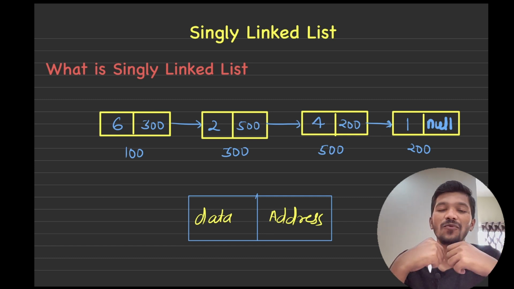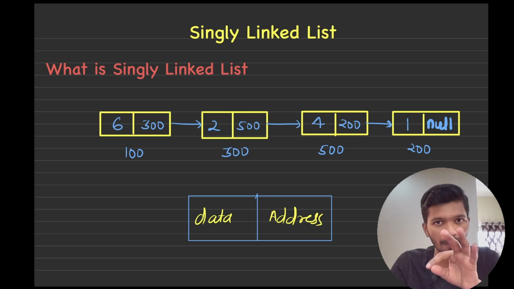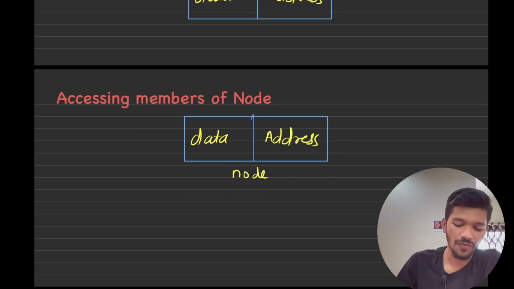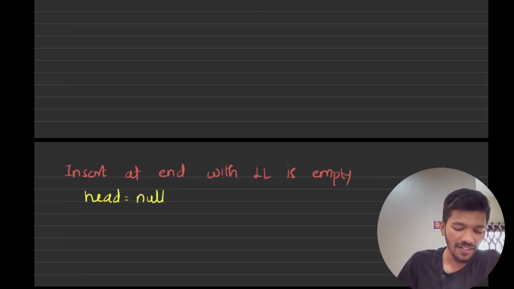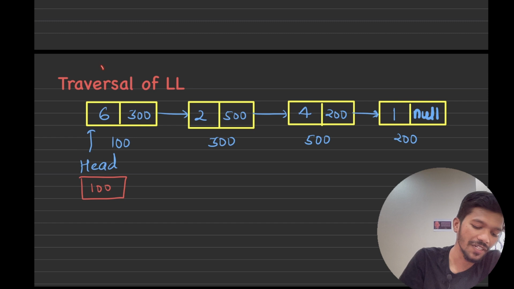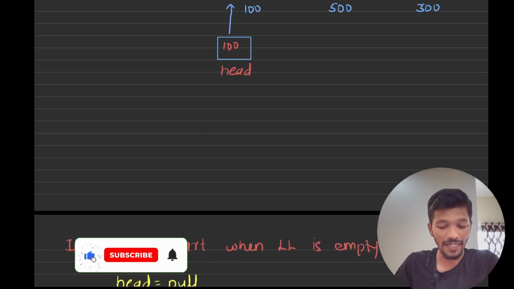First of all we will check what exactly a singly linked list means, and then we will perform three operations in this video. That is, first we will check insert at start, then insert at end, and then finally we will learn how we can traverse a linked list. So I highly recommend you watch this video till the end.